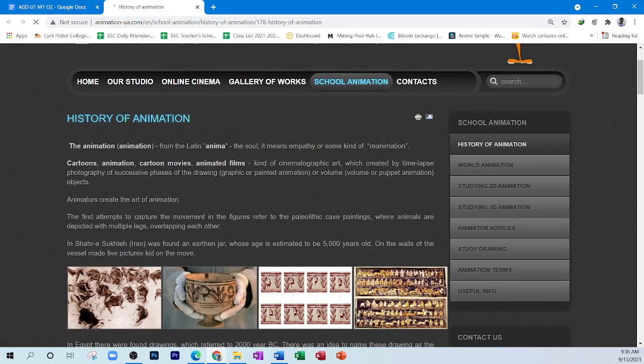Animation, from the Latin anima, the soul. It means empathy or some kind of reanimation. So from this origin definition, would anybody want to give an explanation as to why they would have described it that way? The soul, it means empathy or some kind of reanimation. What do you think?